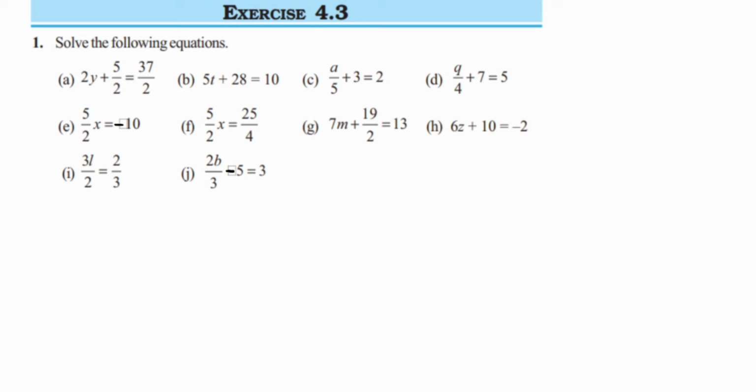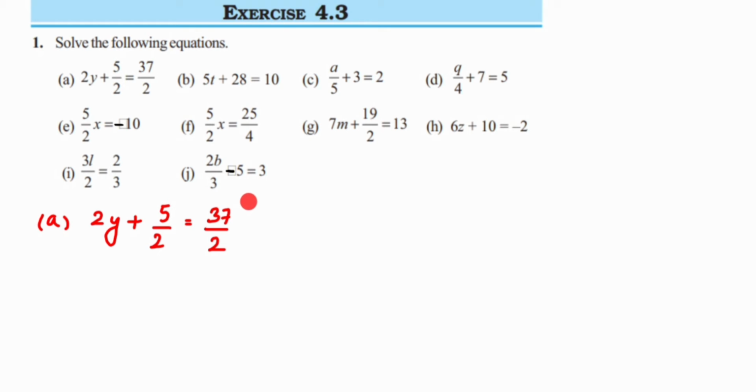Let's start solving this. So first I'm going to write down the question. 2y plus 5 upon 2 is equal to 37 upon 2. Now, in the transpose method, generally we have to bring all the constants together. So here 5 upon 2 is a constant number, it doesn't have any variable with it. So I'm going to transpose this to the other side.